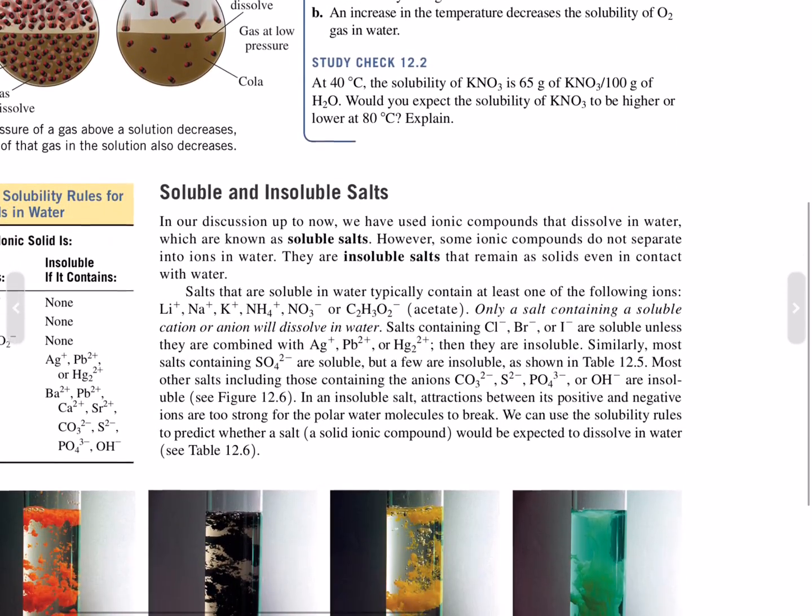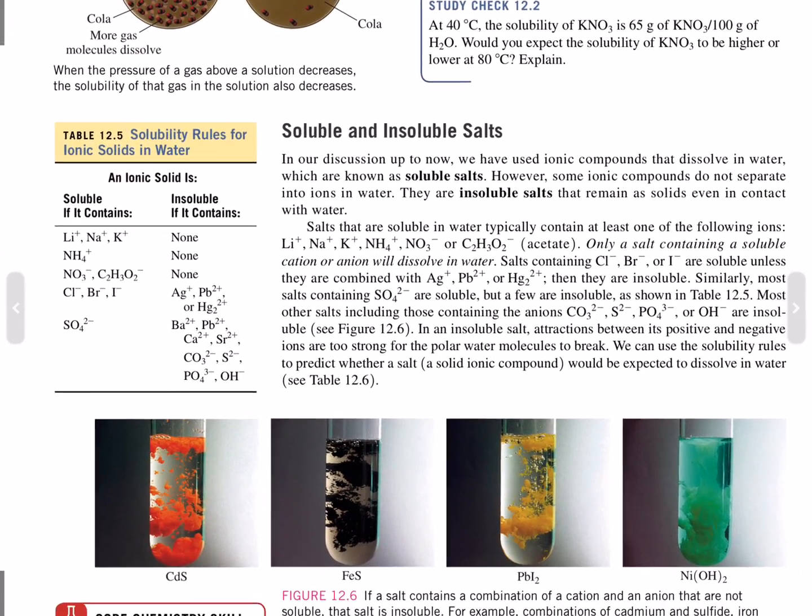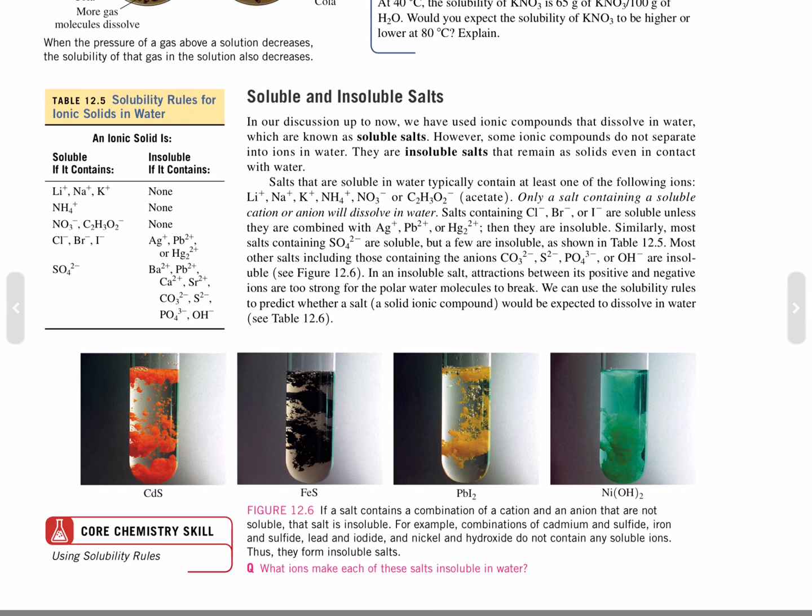Soluble and insoluble salts. In our discussion up to now, we have used ionic compounds that dissolve in water, which are known as soluble salts. However, some ionic compounds do not separate into ions in water. They are insoluble salts that remain as solids even in contact with water.